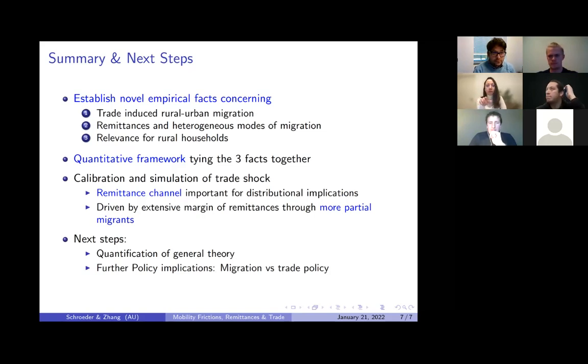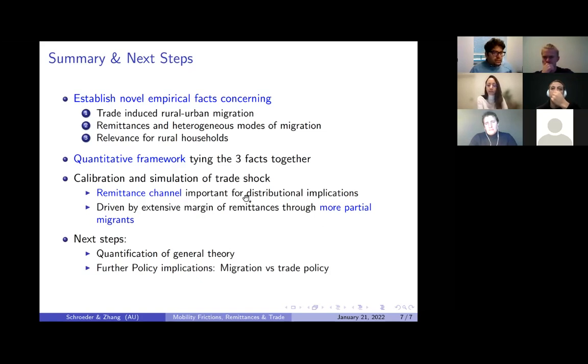So keep in mind that for this calibration, for this quantitative exercise, we shut down the non-homothetic preferences, right? Okay. And we find that, just looking at the data, on average the numbers haven't changed. Now, obviously, when we include the non-homothetic preferences in our theory, we'll be able to see what a trade shock would actually do to the remittances.